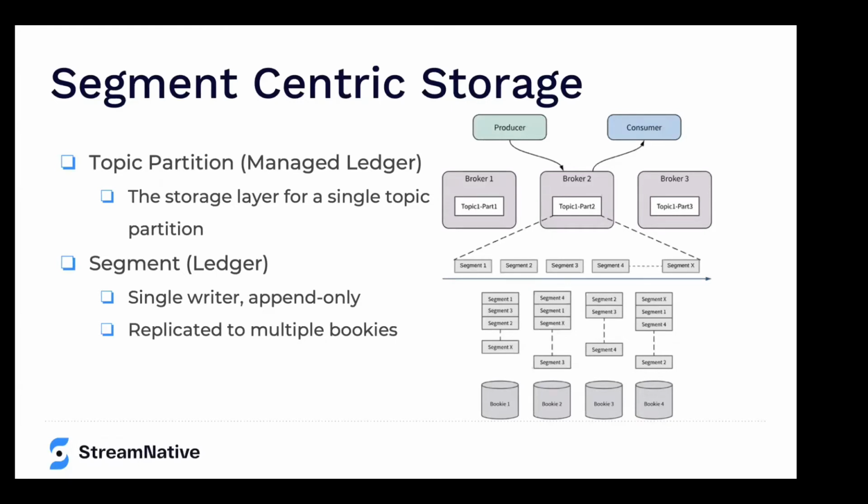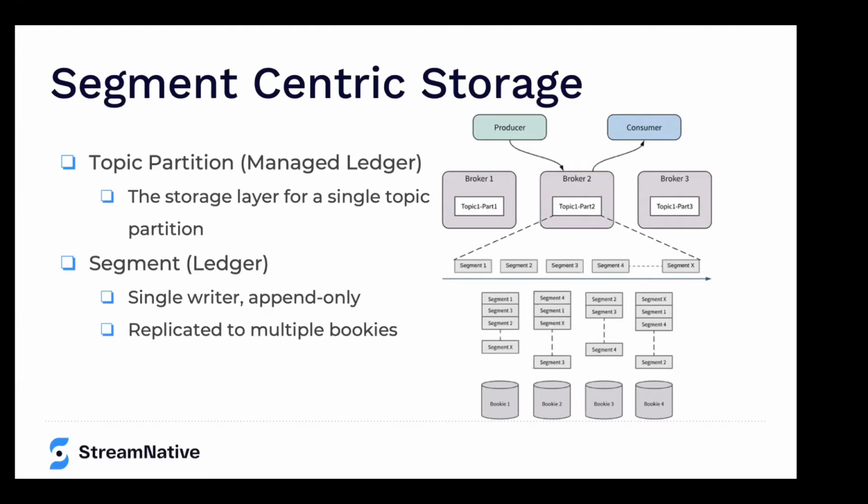The reason we can provide this segment API is Pulsar's segment-centric storage. For each topic partition, there is a logical abstraction called a managed ledger in Pulsar, which stores all the events from the very beginning of the topic creation until now. That's the storage layer for a single topic partition. In this managed ledger, there are many different physical ledgers stored in bookies, which we call segments.